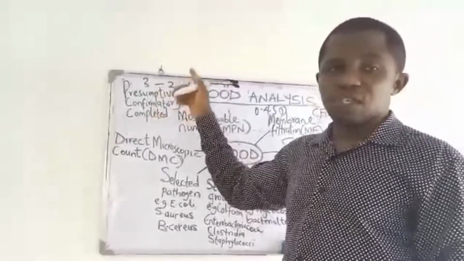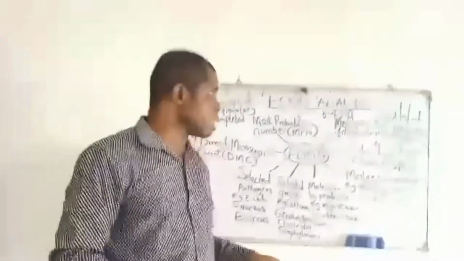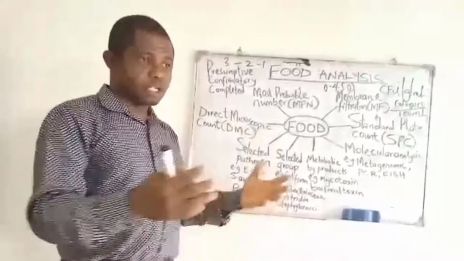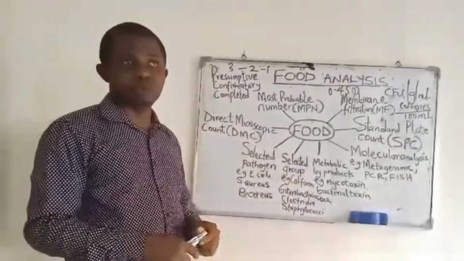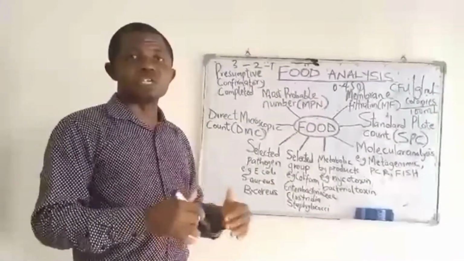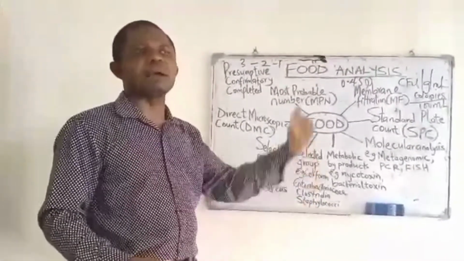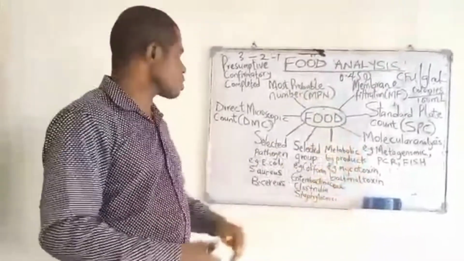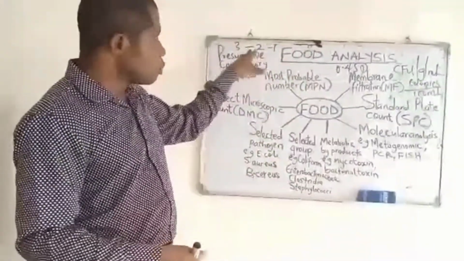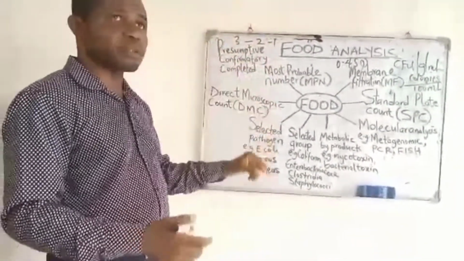The results of this are recorded, documented, and then compared with a table called the MPN table. From that MPN table, it will give you a particular cell number, the probable number of coliform that are present in that food sample.